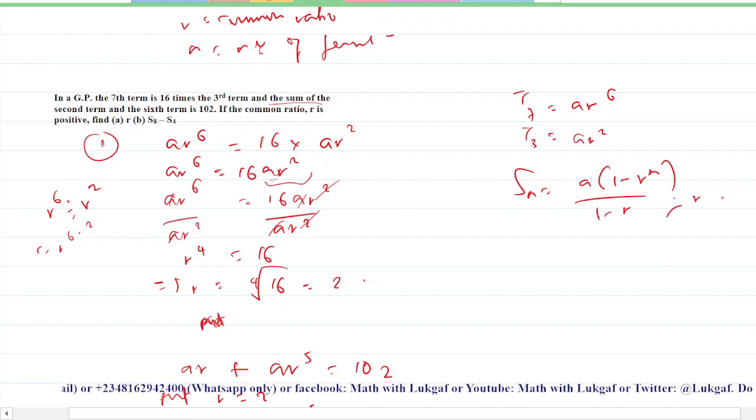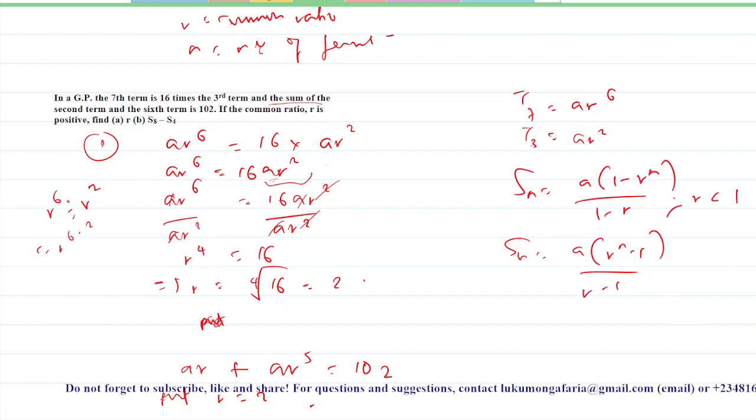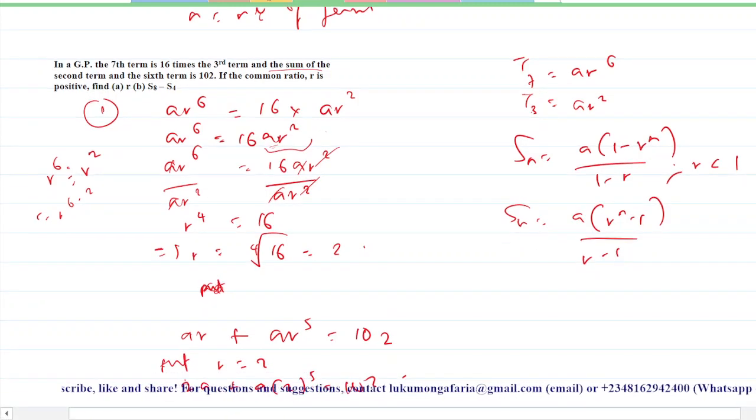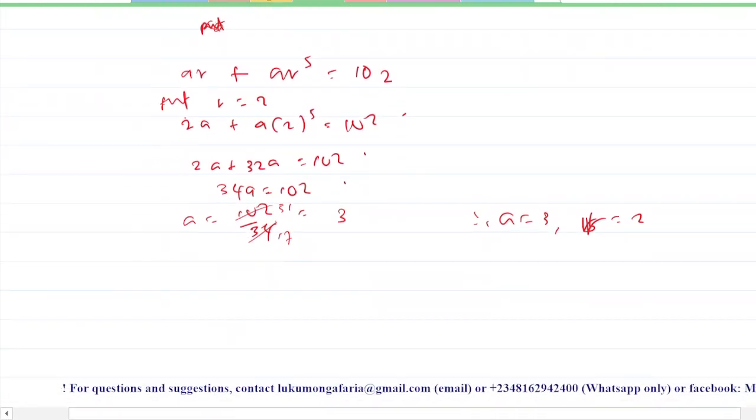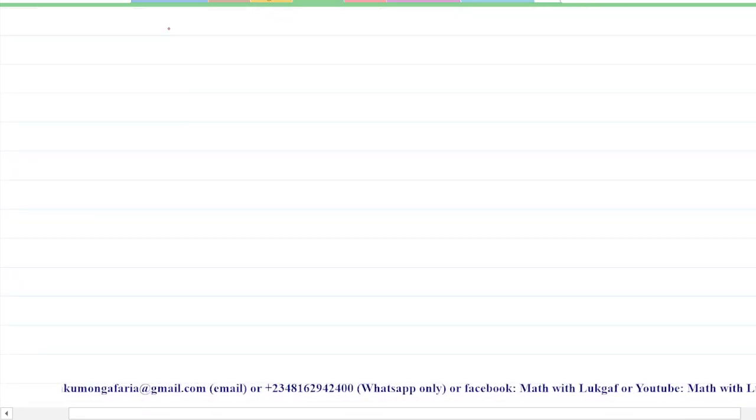if your R is what? Is less than 1, that is, if your R is negative. But if R is positive, that's R raised by N minus 1 over R minus 1. So then we are asked to find S8 minus S4. S8 minus S4, that is the sum of the first 8 terms minus the sum of the first 4 terms. You understand now? So that is your S8 minus S4.